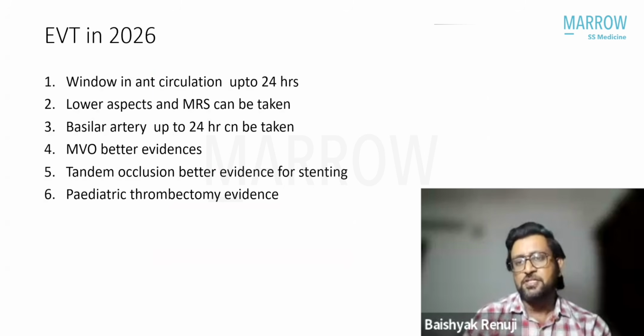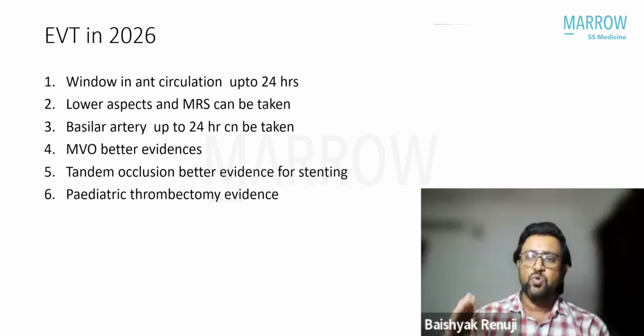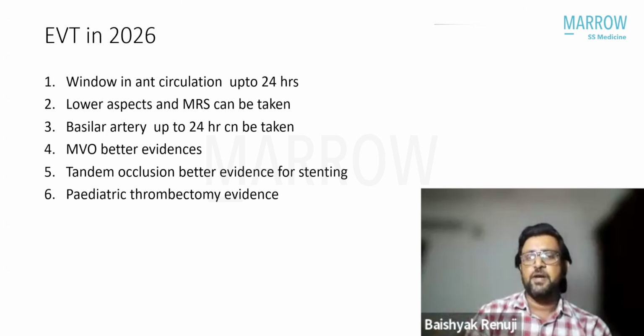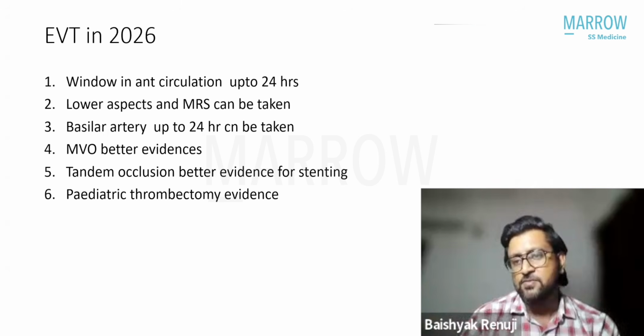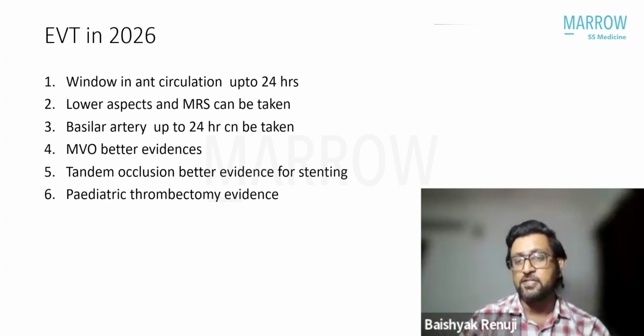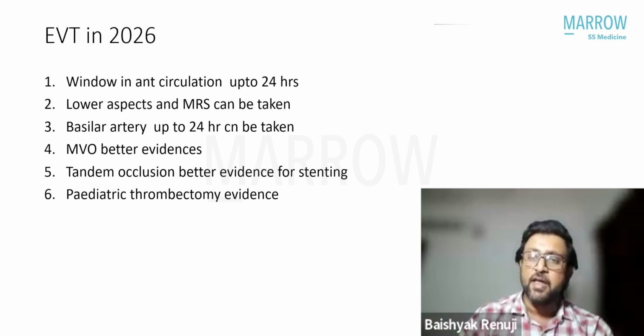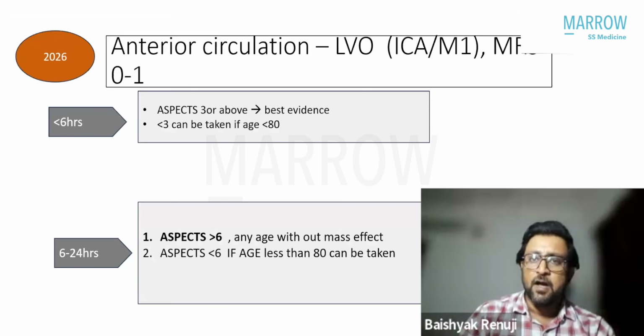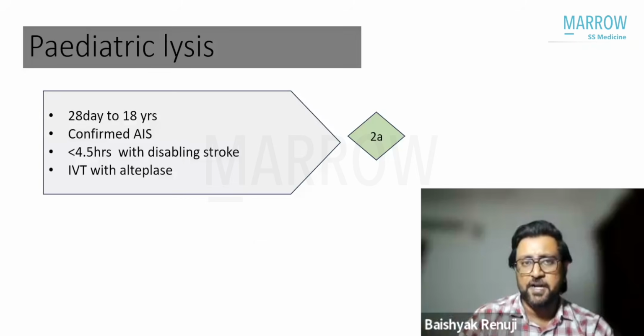Medium vessel occlusion is a major change where dominant M2 can be taken, distal M2 or non-dominant ACA, vertebral artery or other medium vessels which were not considered for thrombectomy earlier. Tandem occlusions, better evidence for stenting now. Pediatric thrombectomy evidence is there, more than 6 years, the best evidence. 28 days to 6 years also evidence is there, but the evidence is much lesser than other populations. Again, it has to be an experienced pediatric interventionist. So this was poor mRS and pediatric lysis.